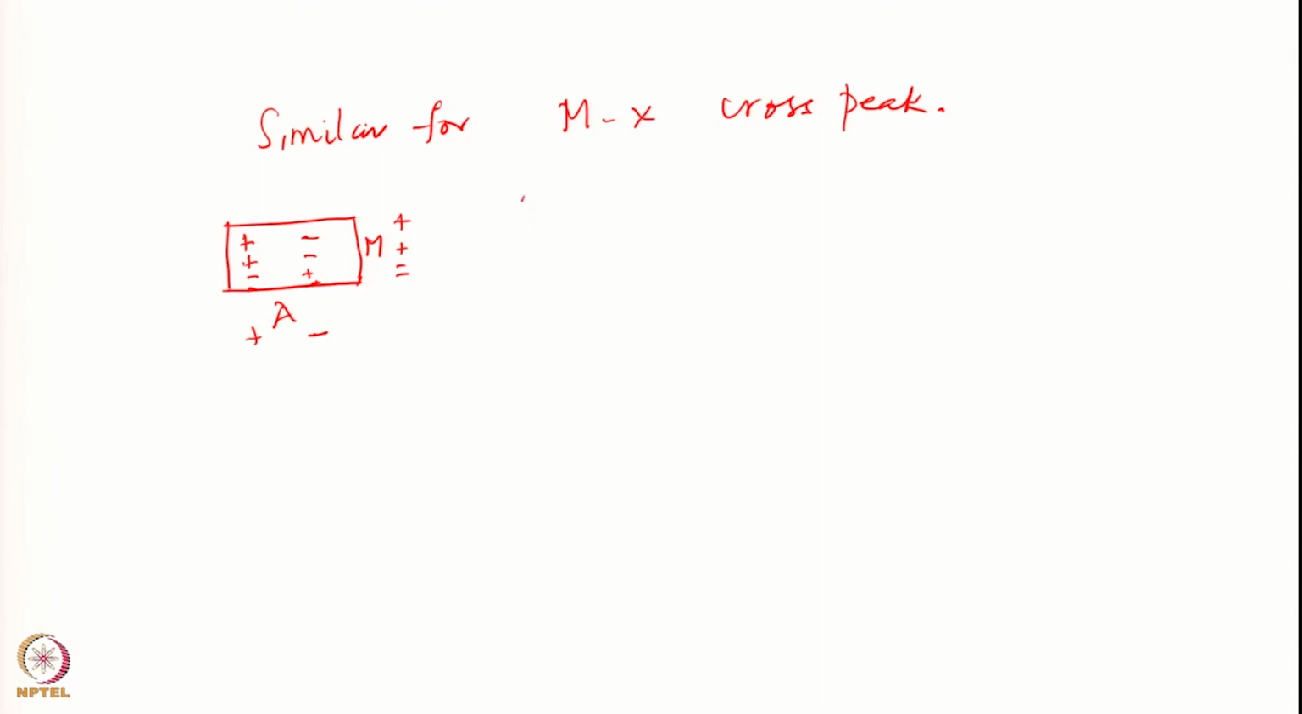In other words, what I am trying to say here is, if I look in the 2D spectrum, this is my M and this is my A, this is my X. So I had here A, M, X. So I have the cross peak here, the cross peak here, and the cross peak here, and the cross peak here. So this is what we are looking at, right.